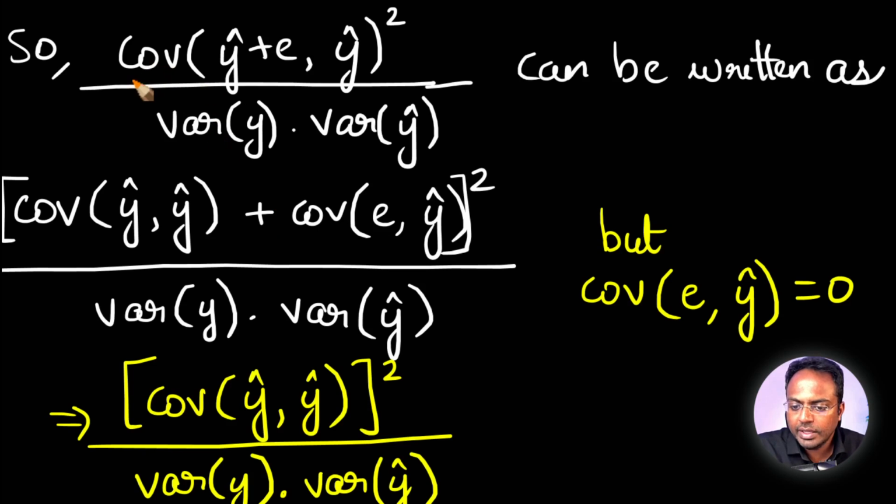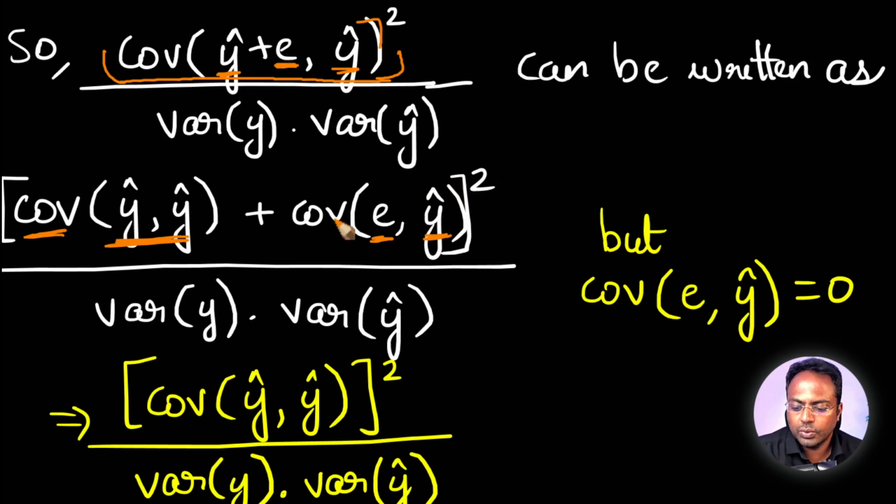If you apply that breakdown to the numerator that we have here, we will write it as the covariance of y hat and y hat, that's what we have here, and the covariance of the error term and y hat. We are breaking it down, right? And the whole square is also remaining as it is.